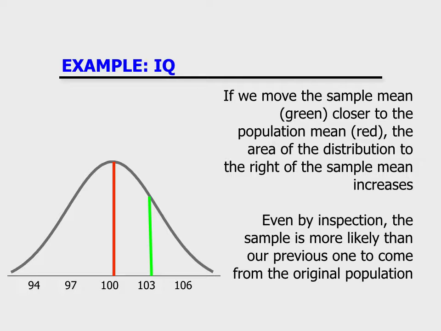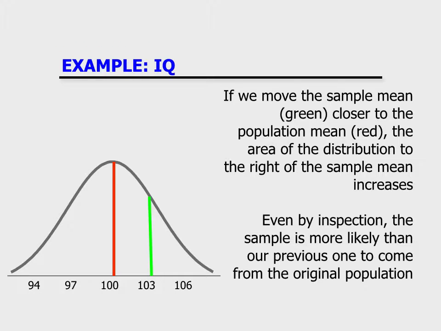So again, your 25 people scored 103 on their IQ test. The population mean is 100. Is that statistically significantly different? Chances are probably not. But again, it depends on how many people you've tested. In our example, you've tested 25. What if you tested 25,000?